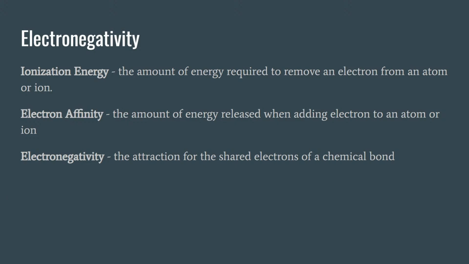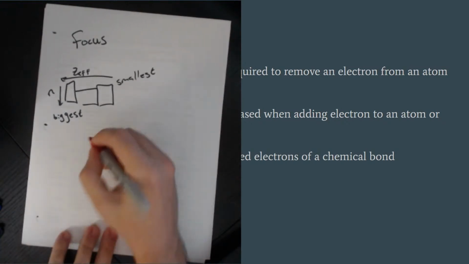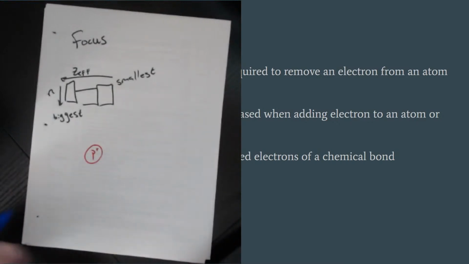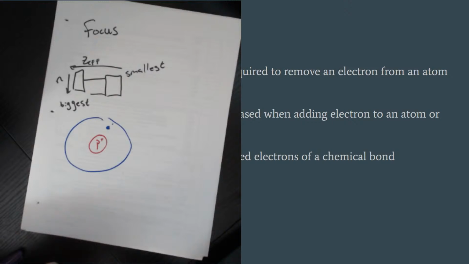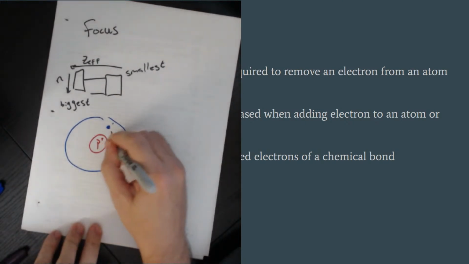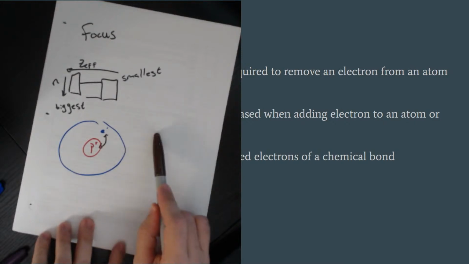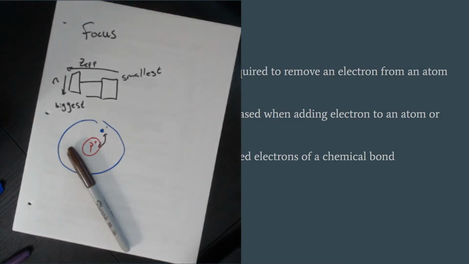Ionization energy is the amount of energy needed to remove an electron from an atom or ion. Okay, so remember, really straightforward. You have your protons in the middle, in the nucleus, and it's surrounded by a cloud of electrons. And the reason those guys are being held together is because of opposites attract. Okay. So in order to remove an electron, you have to put energy in. You have to pull the electron and the proton apart.